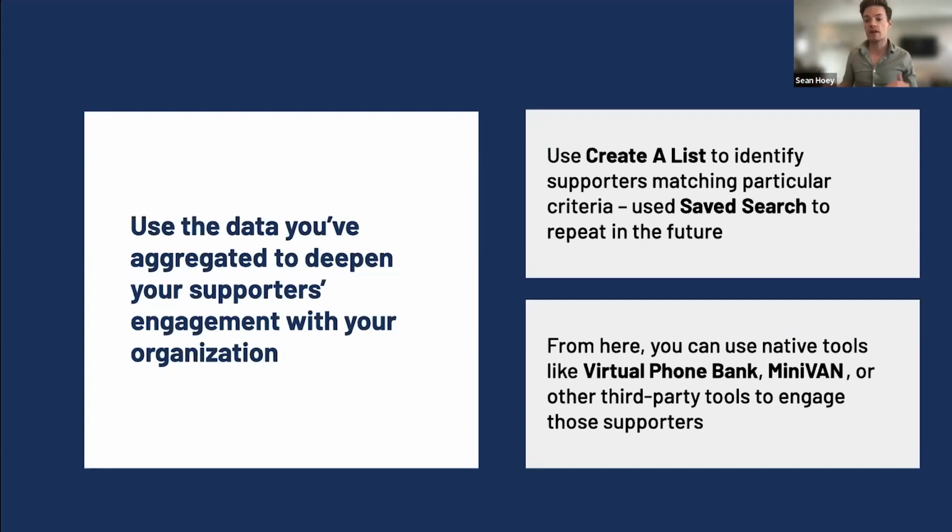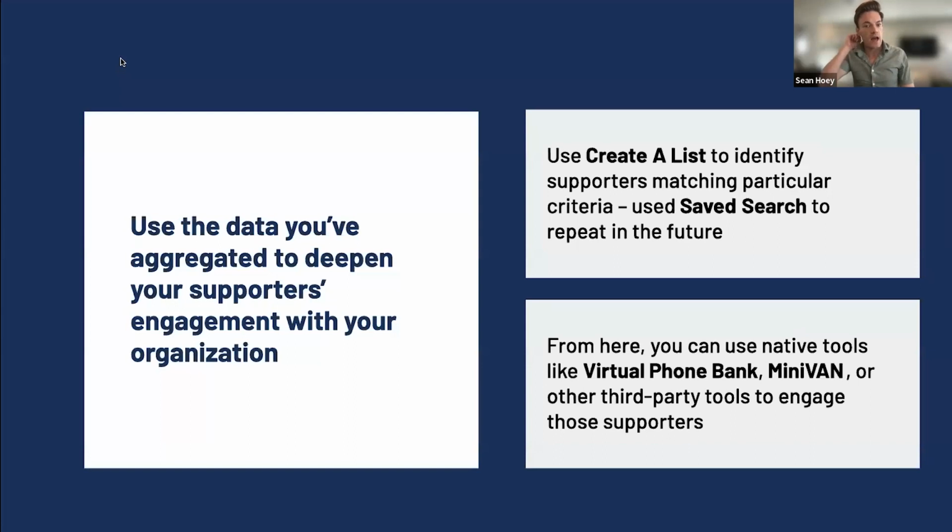If I'm canvassing, I might want to send that to MiniVAN so that I can have that right there on my phone and go knock doors using my phone. There are other third-party tools that you might want to use to engage supporters. SMS is one of them. There are some great tools that have VAN integrations with their SMS tools, so you can text those supporters. There are a number of different ways that you can tactically implement those lists.